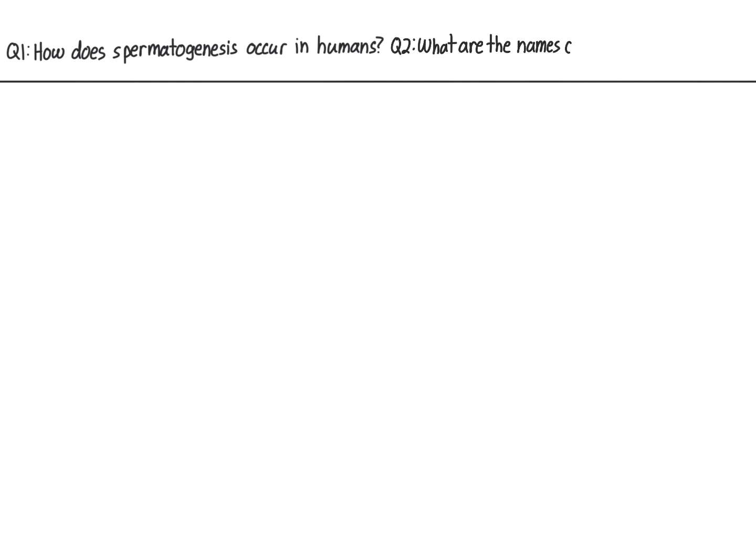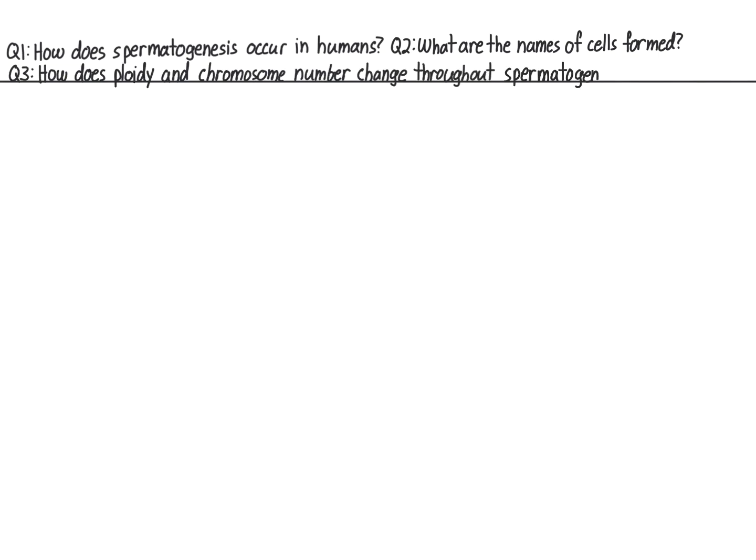Okay, that's the end of our mini review. Let's get to spermatogenesis. For this video, we have 3 questions. And our 3 questions are: how does spermatogenesis occur in humans? What are the names of the cells formed? And how does ploidy and chromosome number change throughout spermatogenesis?